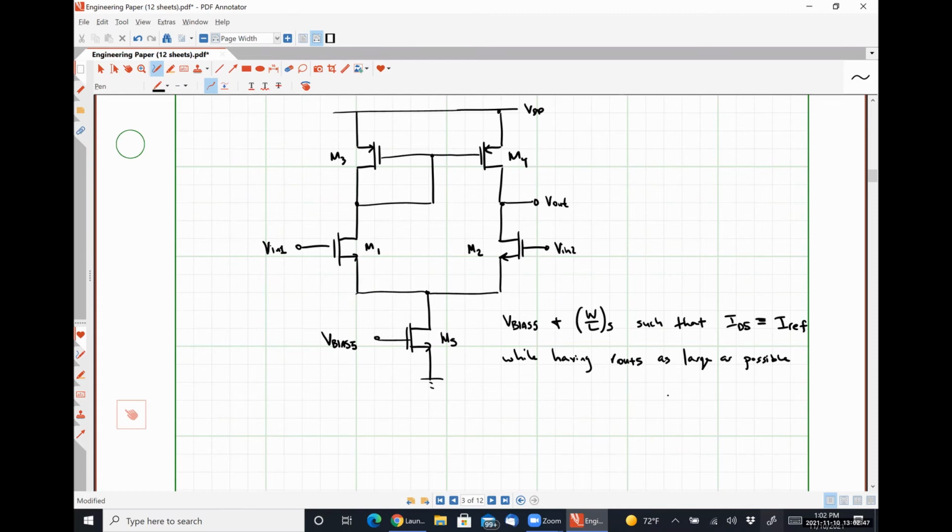Now, one problem that arises from using an actual transistor to do this instead of an idealized version is that if we're not careful about what our common mode input voltages are, we can accidentally push transistors out of the saturation region much more easily, right?